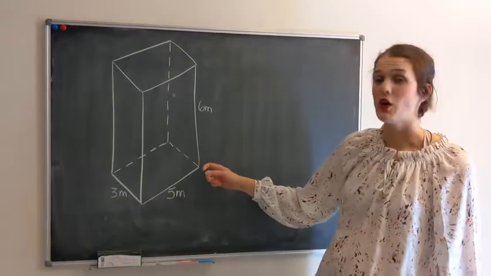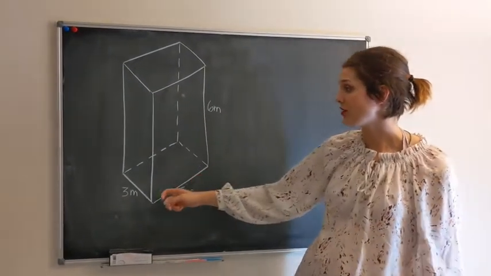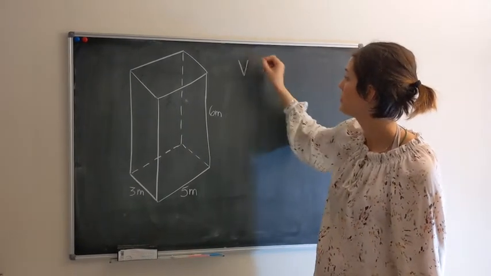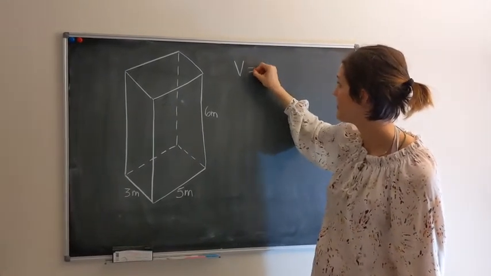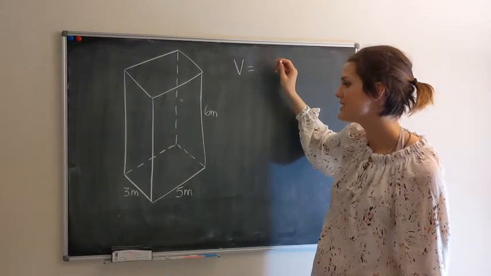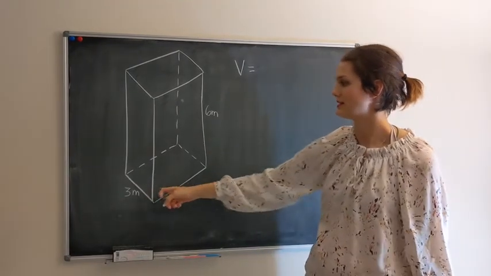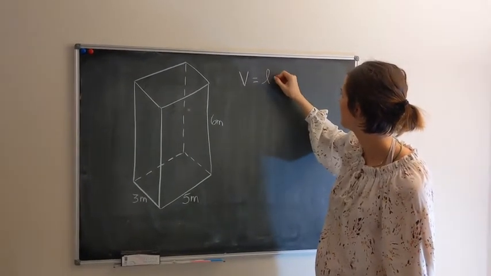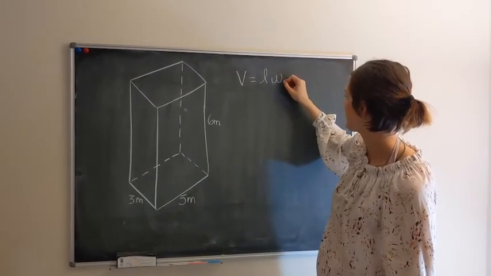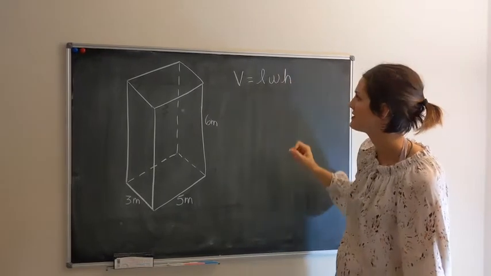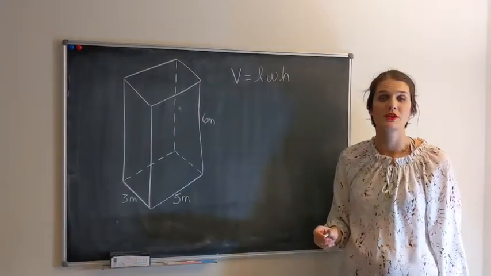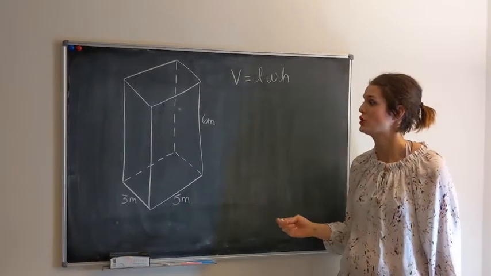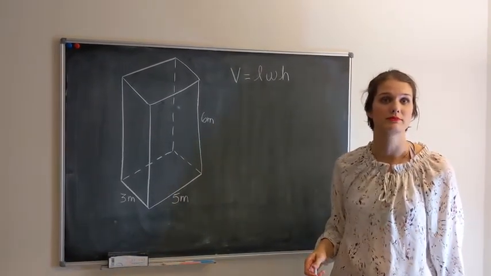Remember that to find the volume of a prism, we need to find the area of the base and multiply it by the height. So for a rectangular prism, the area of the base is just length times width, in this case 3 meters times 5 meters, and then times the height. Length times width times height for our volume. So take a moment now and try and find the volume of this particular rectangular prism.